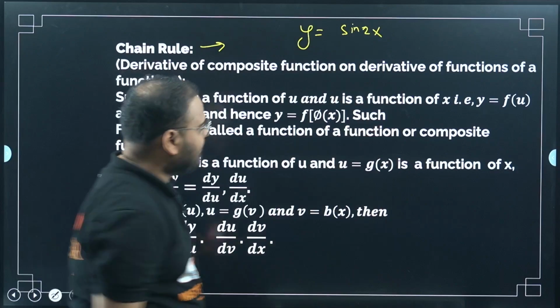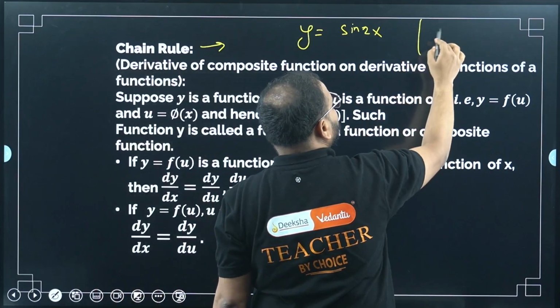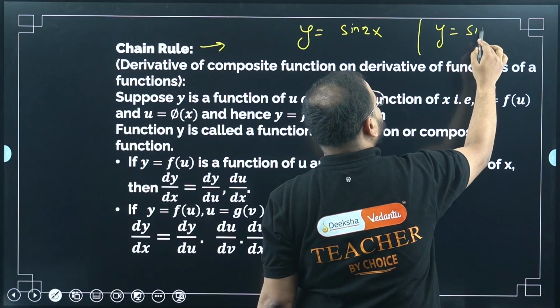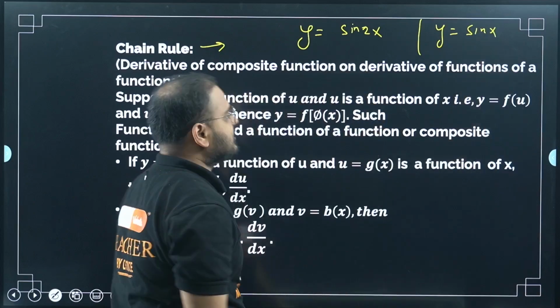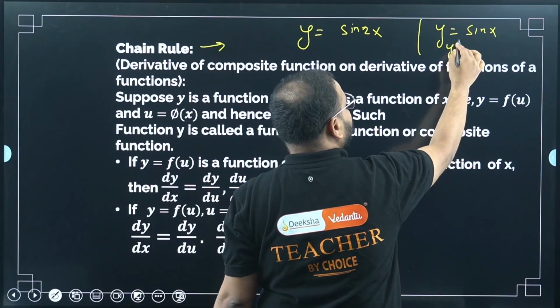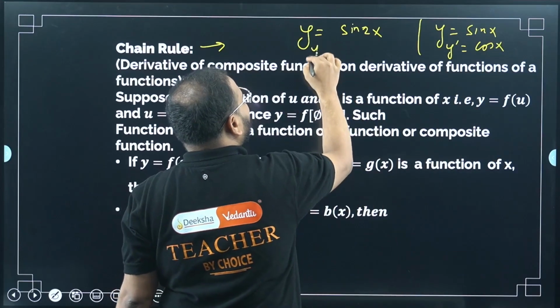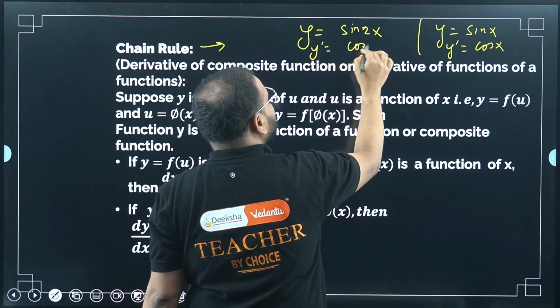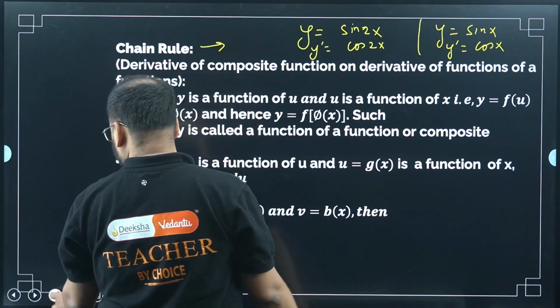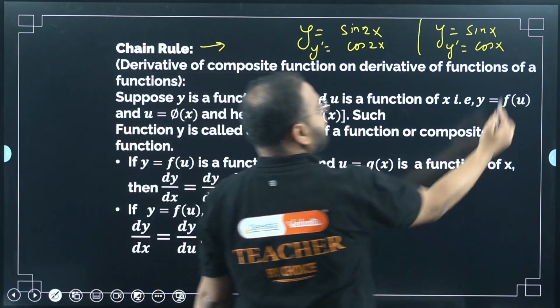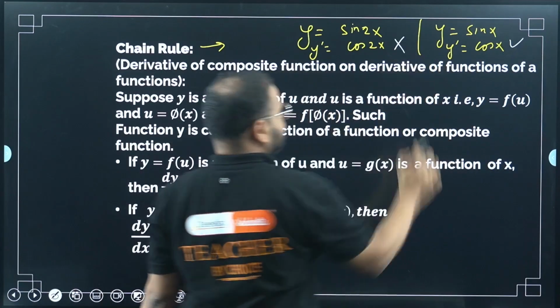Okay, if I have two different functions, one is y equals sin 2x, another is y equals simply sin x. If you write the derivative of y as cos x, and over here what are you going to write? Y derivative as cos 2x. What will happen? This will be correct and this will be incorrect.